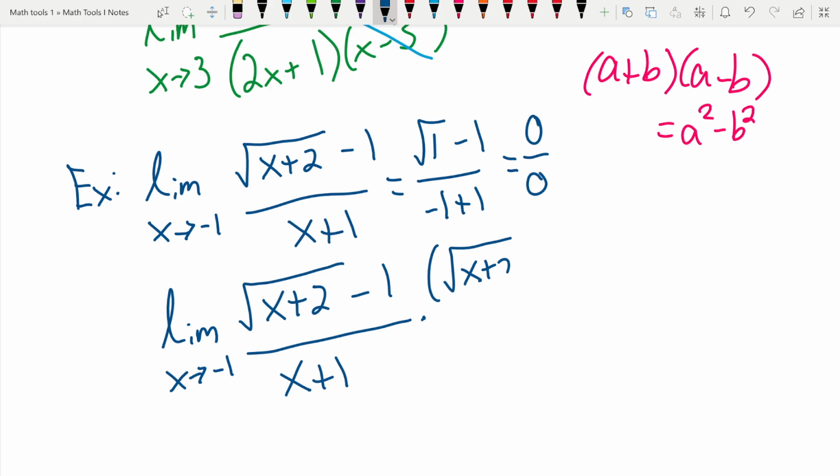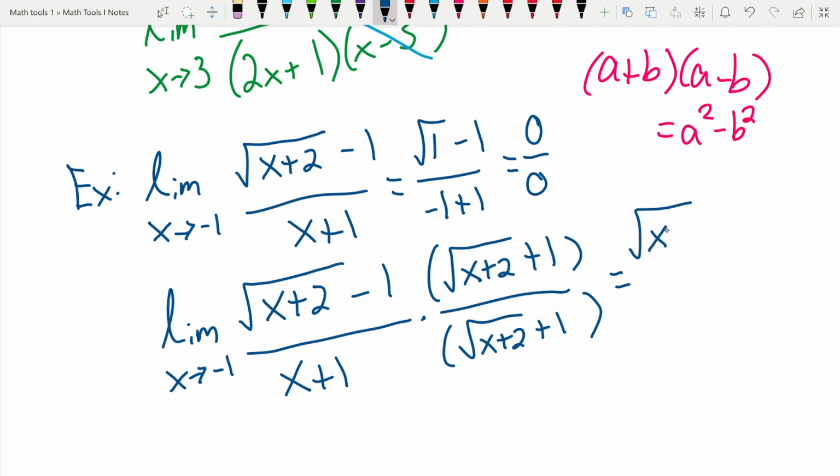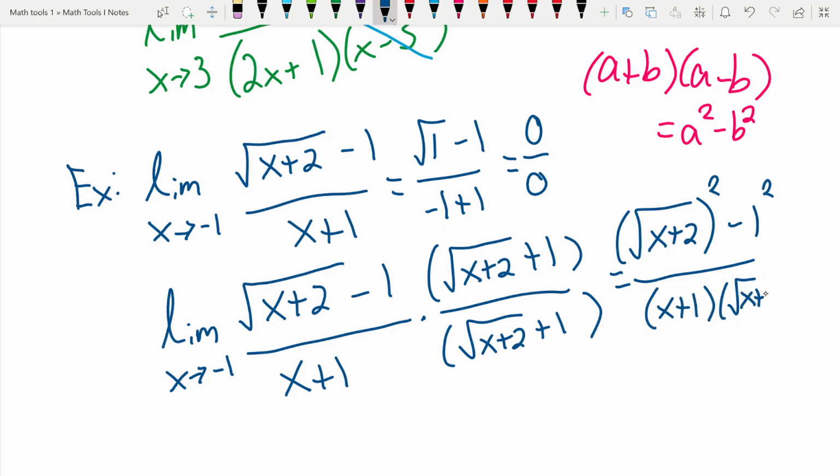So let's go ahead and do it, and we'll see why that's helpful. So when we do this on the top, now we have this formula, (a plus b) times (a minus b). So this is the square root of x plus 2, squared, minus 1 squared, over, we'll just leave the bottom. We won't multiply it out yet, mostly because I don't have room here, but we don't need to do it yet.